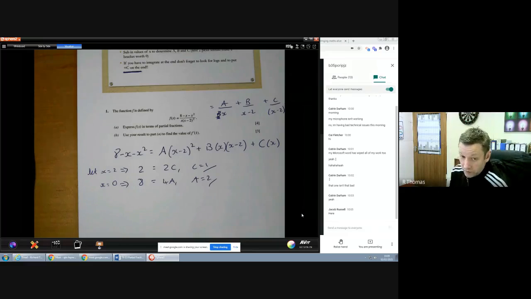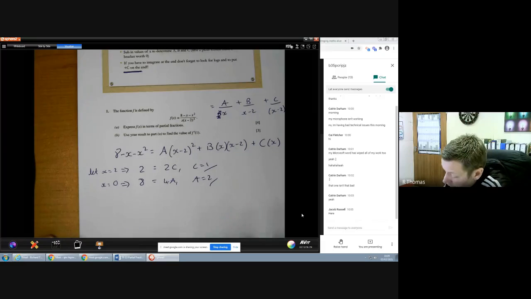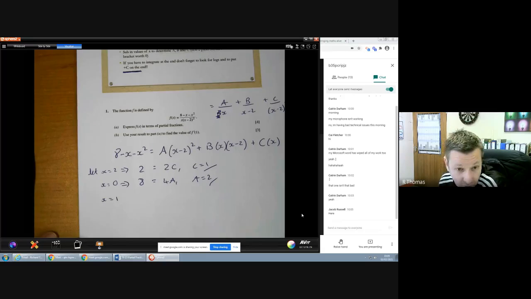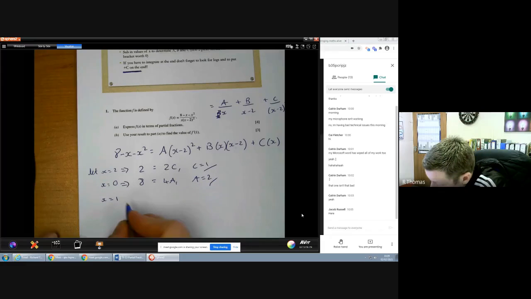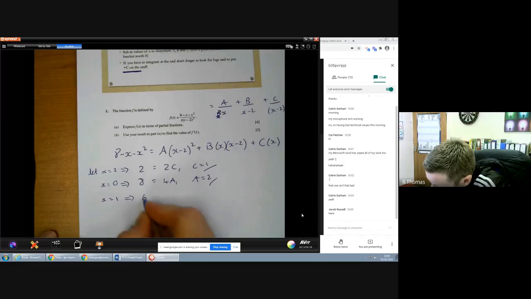Now, normally, we would have x equals 0 as our third number going in, but obviously we've already used it. So you could use any number. You could use the square root of pi if you want. But I would go for something a bit easier. So I'm going to go for x equals 1. 8 take away 1, take away another 1 is 6.